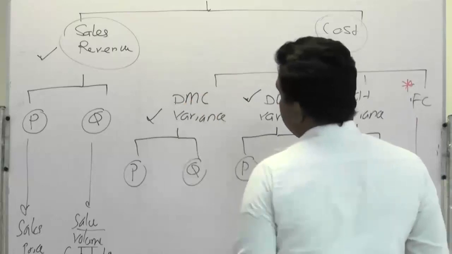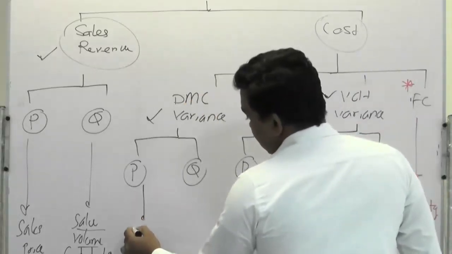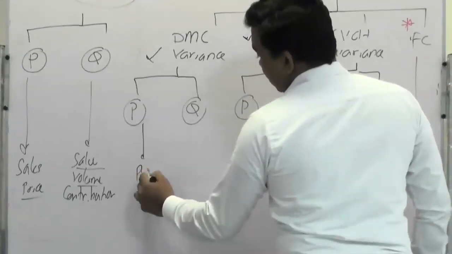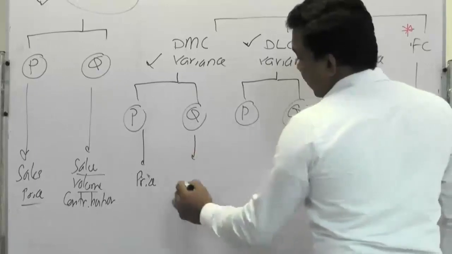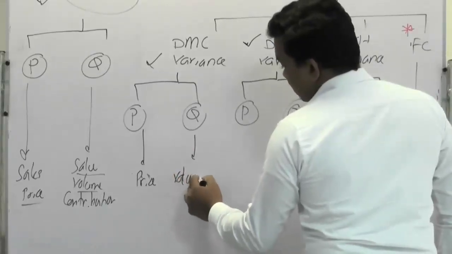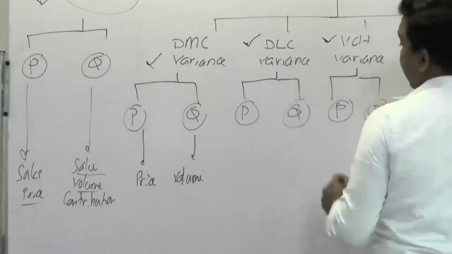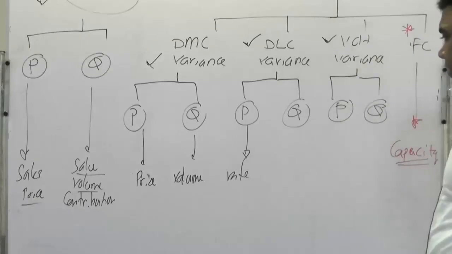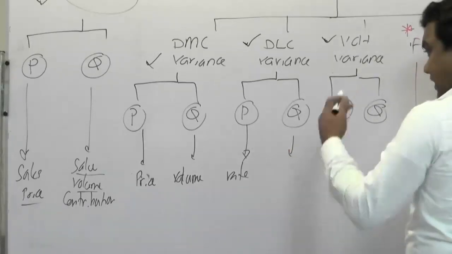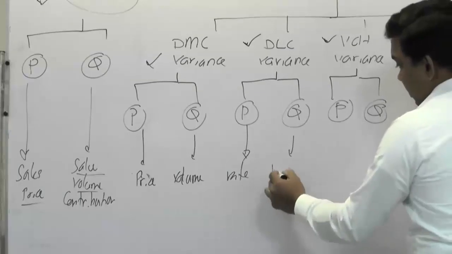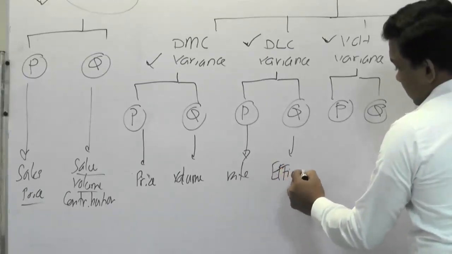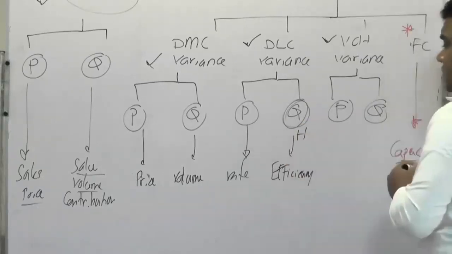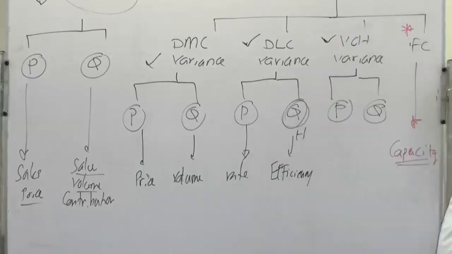When it comes to the direct material, price is taken as material price variance, right? That is the same price variance. When it comes to the quantity, it's called volume variance, right? When it comes to the labor, price is called rate variance, but quantity, in other words volume, is called efficiency variance. Now again quantity is hours, right? Here quantity is hours, therefore it's called efficiency.